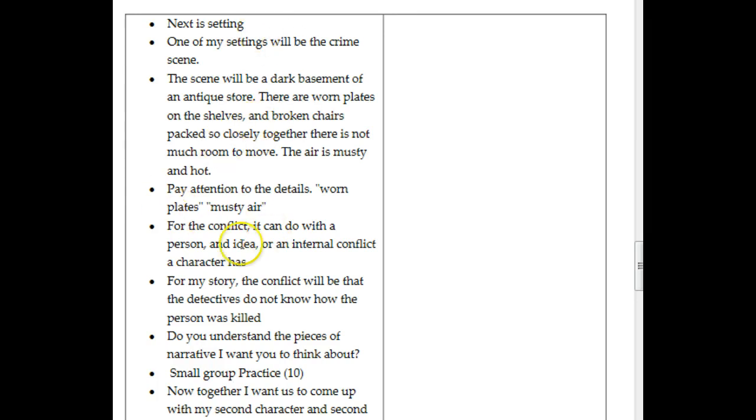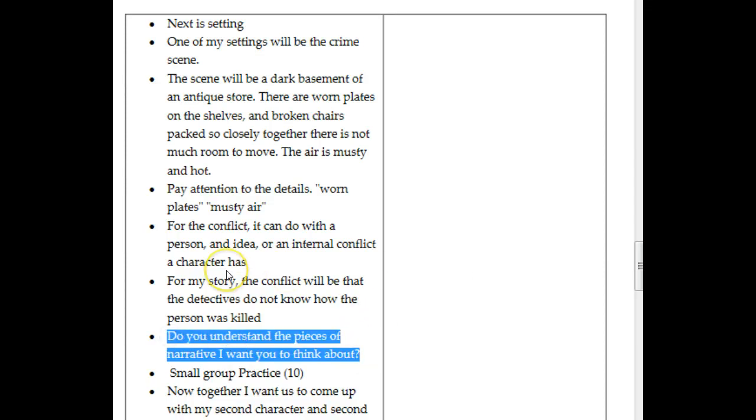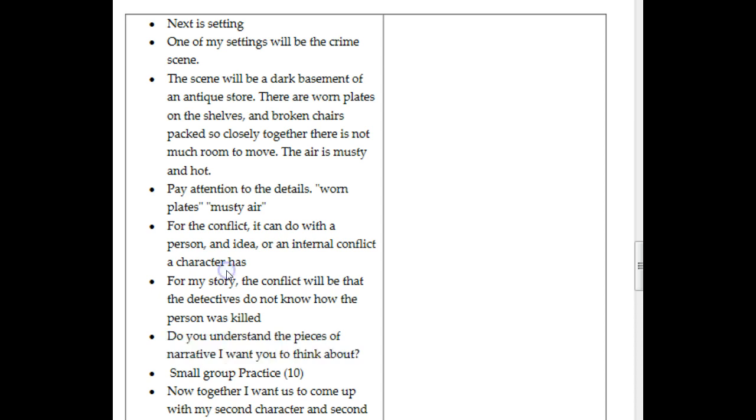There's too much going on in this lesson plan, and there's too much of you telling, not showing your students what needs to be done. This is an insufficient check for understanding. Do you understand the pieces of the narrative I want you to think about? Nope, not going to work. You just threw way too many things at them. I don't know what the kids are supposed to be doing while you're doing this modeling.